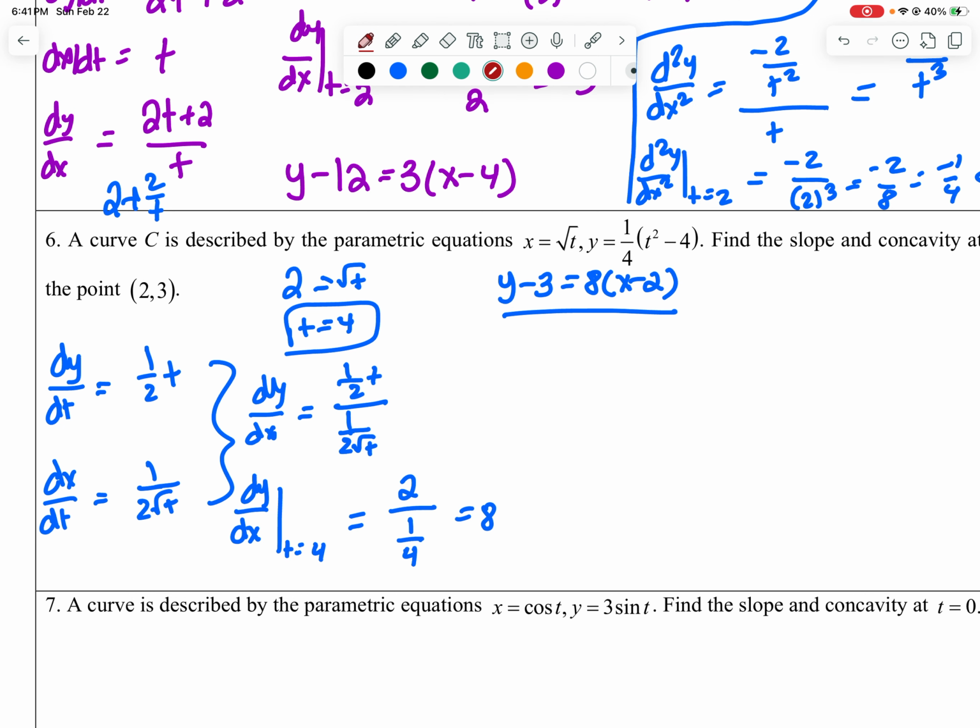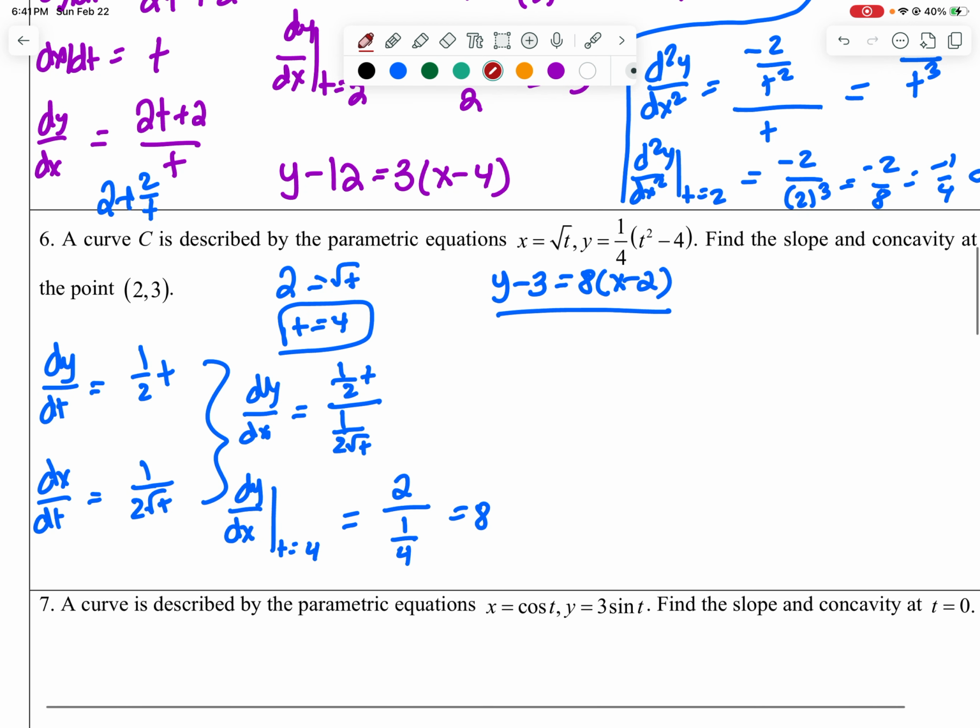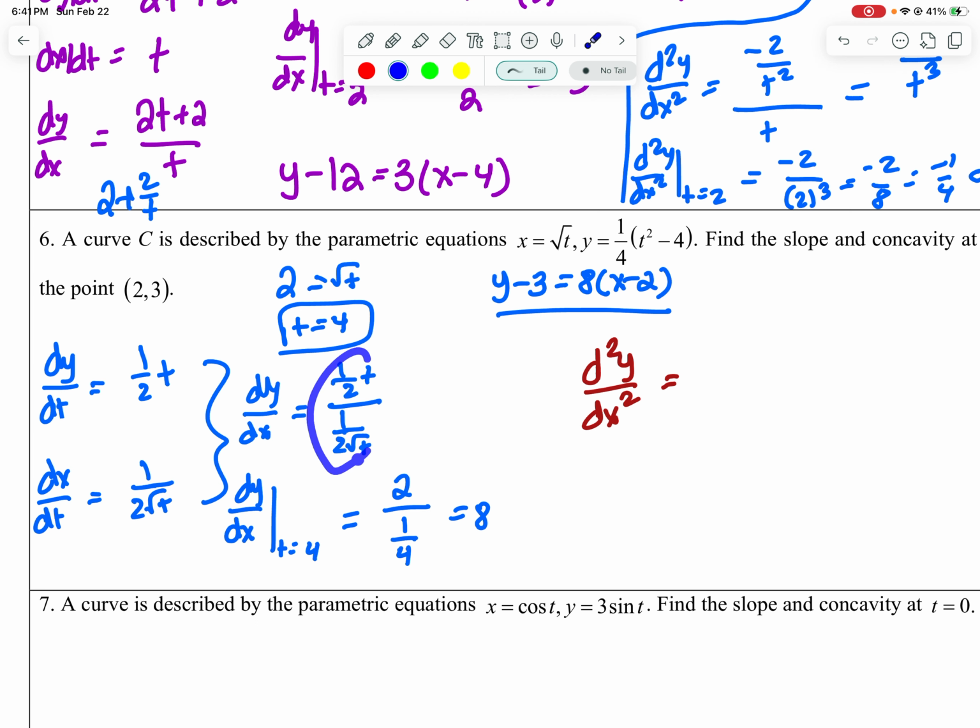To determine concavity, we're going to take the second derivative. And remember, with the second derivative here, we are going to cry a little bit, because I probably want to simplify this first before taking the derivative of this. Right now, I do not want to use quotient rule with all of this mess right here.